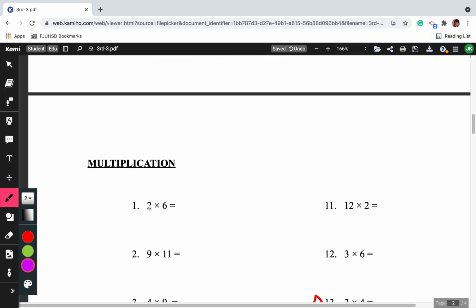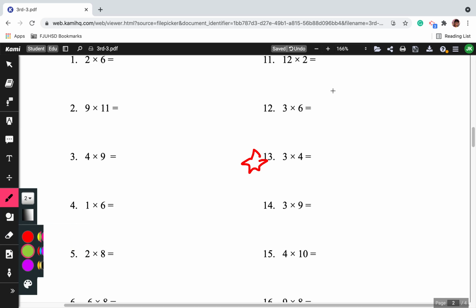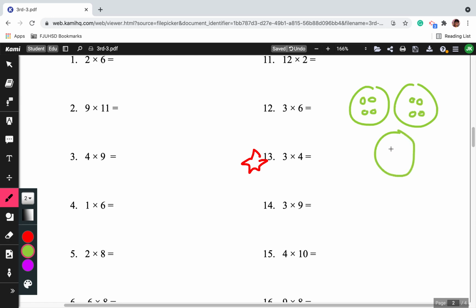All right, we're going to do multiplication now. So 3 times 4. Let's draw 3 groups. Let's put 4 in each. And then if we count, 1, 2, 3, 4, 5, 6, 7, 8, 9, 10, 11, 12. So therefore the answer is 12. Or if we do 4 plus 4 plus 4, that's going to equal 8 plus 4, which equals 12.